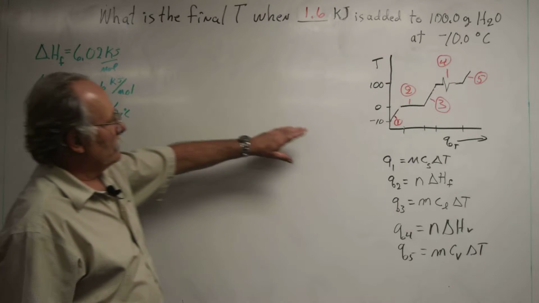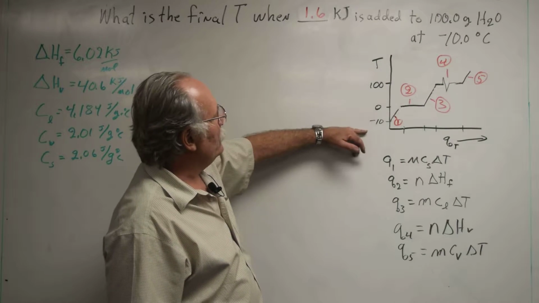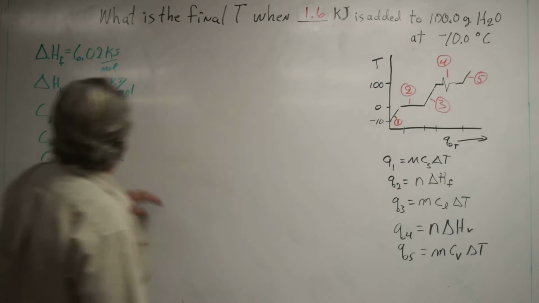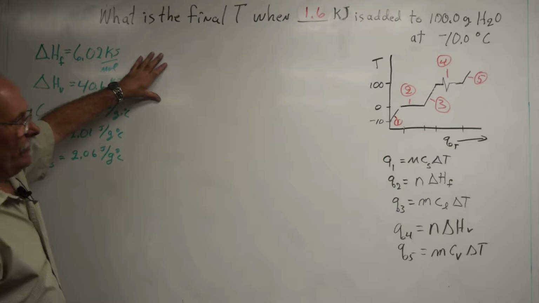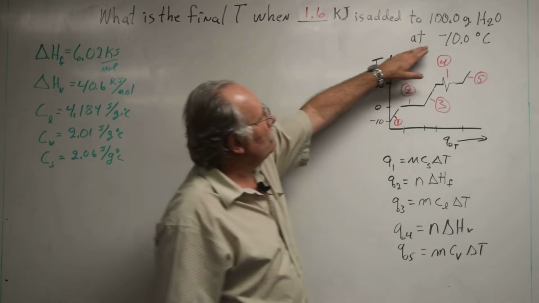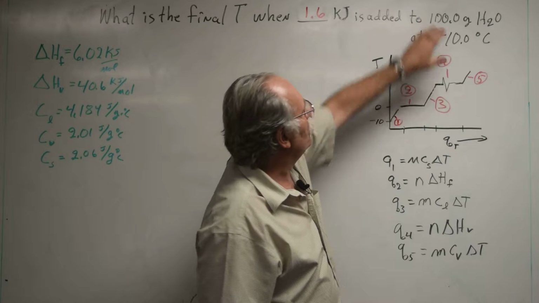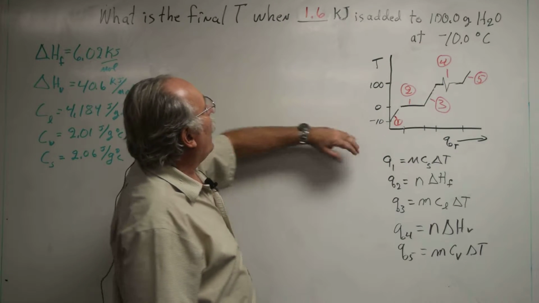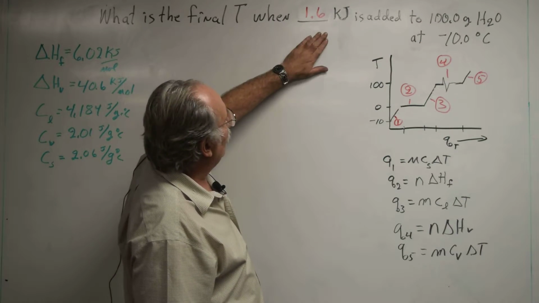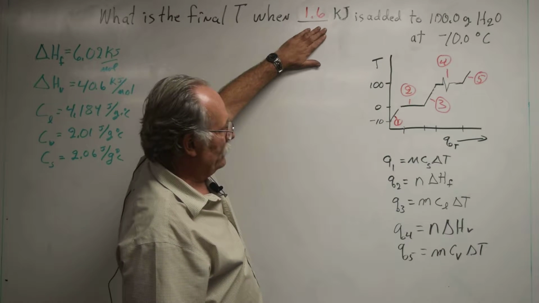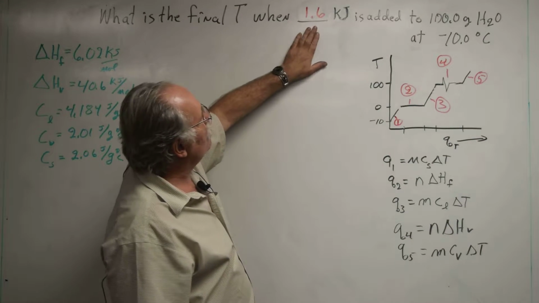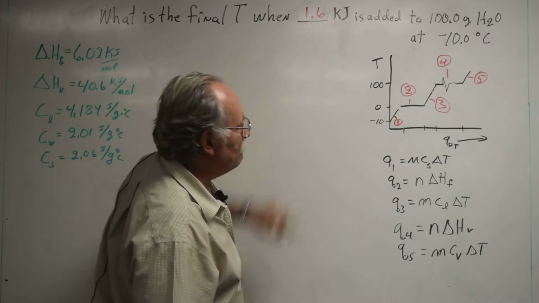We're now going to look at what happens when we add energy to a substance and it can undergo temperature changes and phase changes. I have supercooled ice at minus 10 degrees Celsius and I have 100 grams. In this problem I'm going to find out what the final temperature is when I add 1.6 kilojoules, and we're going to do a series of problems with different amounts of energy.